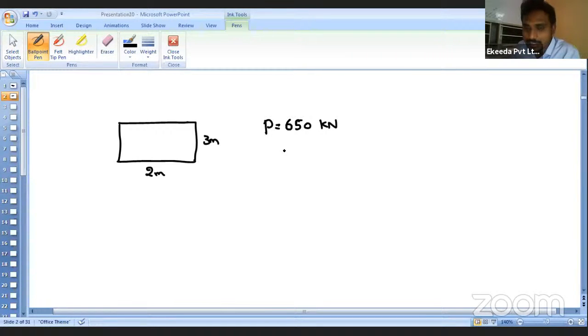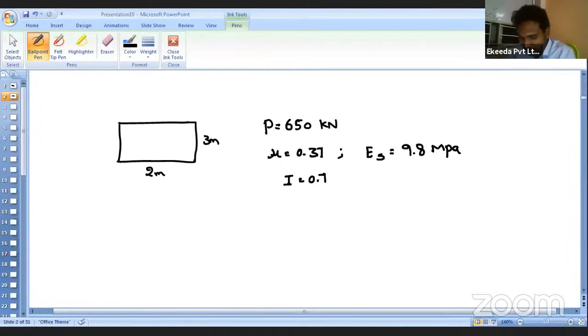Let us assume the Poisson's ratio is given as 0.37, and the Young's modulus of the soil is given as, let us say, 9.8 megapascal, and the influence factor for the foundation is given as 0.7. So if you are applying a load of 650 kilonewtons, immediately how much settlement will happen in the cohesive soil?